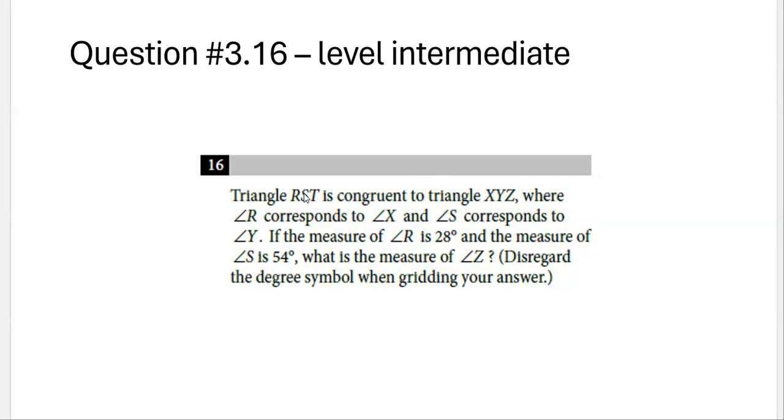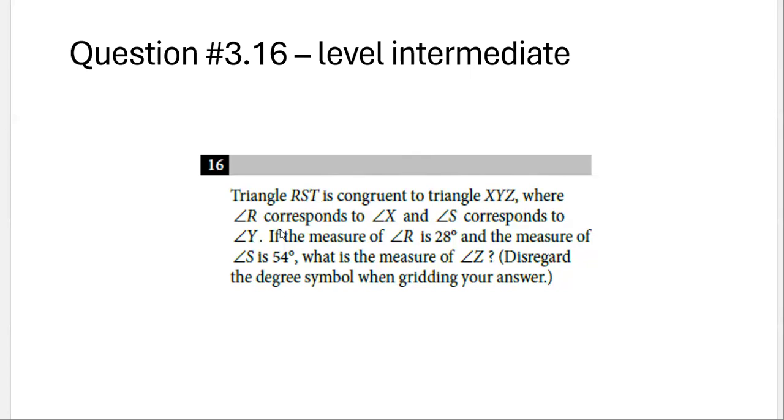Okay, so how do we solve this? This one, we have to just understand what congruent means. It means they're identical. The clause over here, where R corresponds to X, S corresponds to Y, was totally unnecessary because if you follow the notation properly, RST congruent to XYZ, you follow the order. R corresponds to X, S corresponds to Y, T corresponds to Z. So the second part was totally unnecessary. It's just helping you out, making it even easier if you don't remember the correct notation.